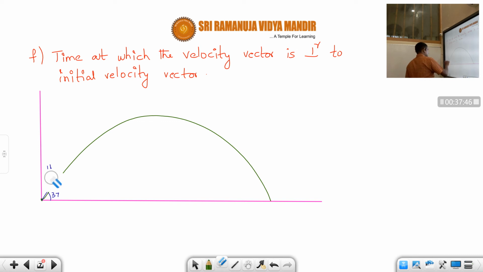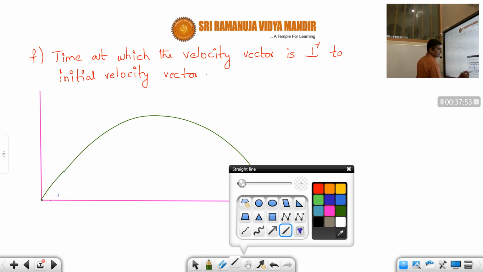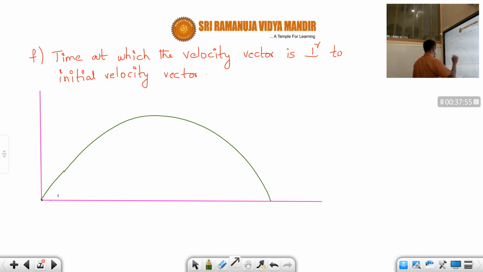I will draw it here. This is the initial velocity vector. Okay, students, so this is the initial velocity vector. Now this angle is how much? 37 degrees. Now students, what the question is asking is the time at which the velocity vector is perpendicular to the initial velocity vector.